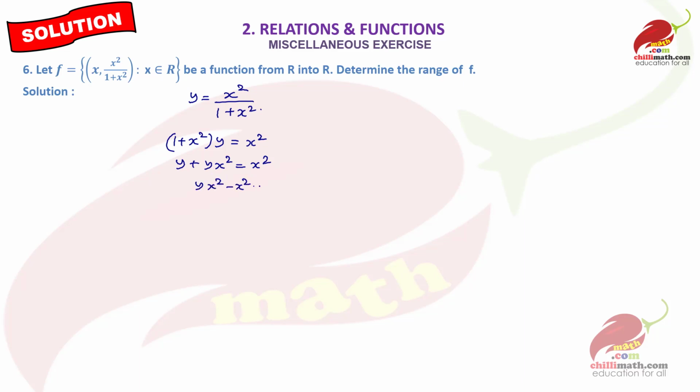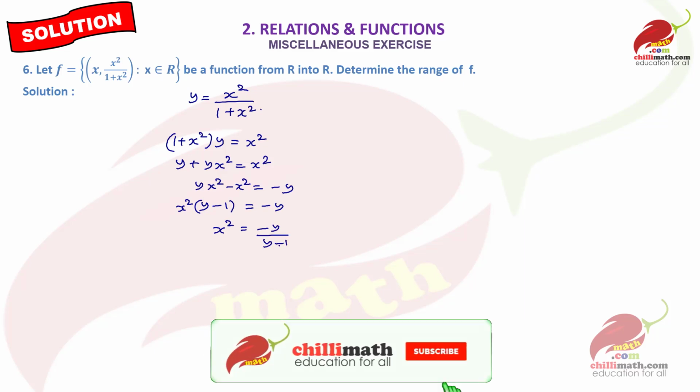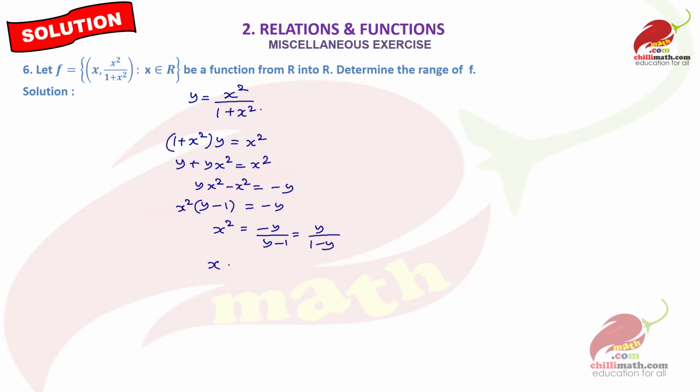y x square minus x square equal to minus y. Taking x square common, this is y minus 1 times x square is equal to minus y. x square equal to minus y over y minus 1, or we can write y upon 1 minus y. Taking square root, this is square root of y over 1 minus y. Now this is a square root function, so this will always be positive because it cannot be negative. This quantity in the square root can never be negative. So y upon 1 minus y will be positive.